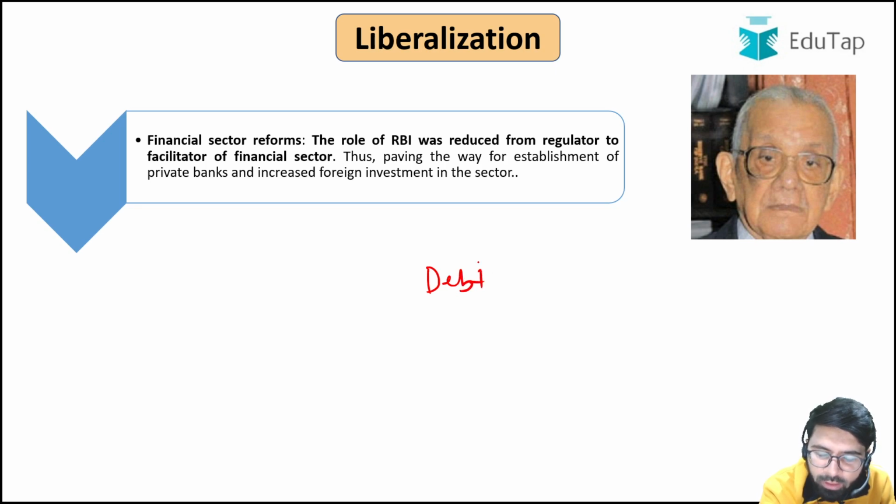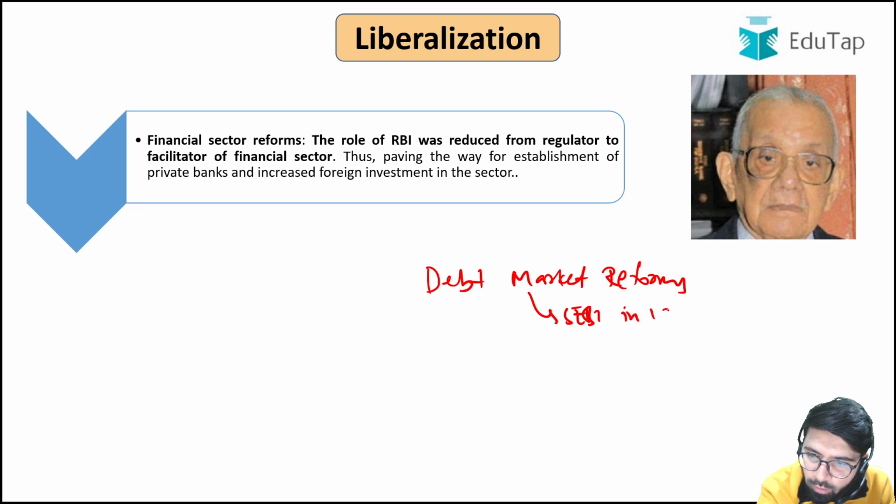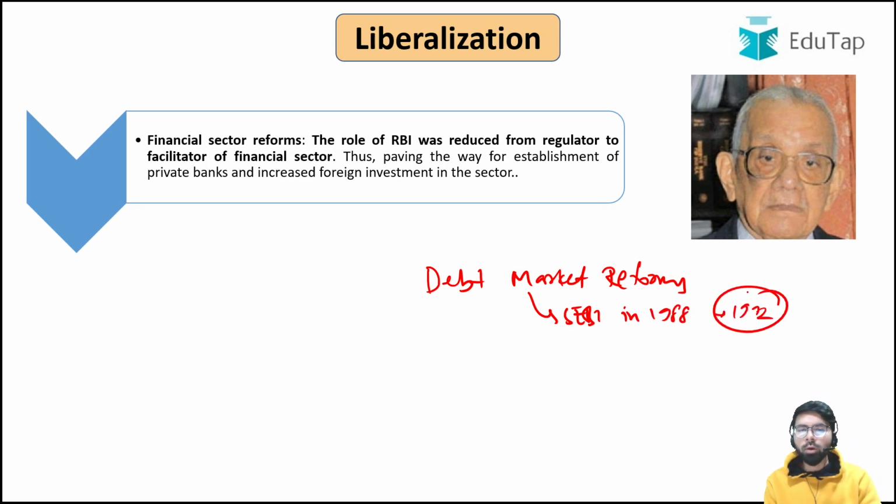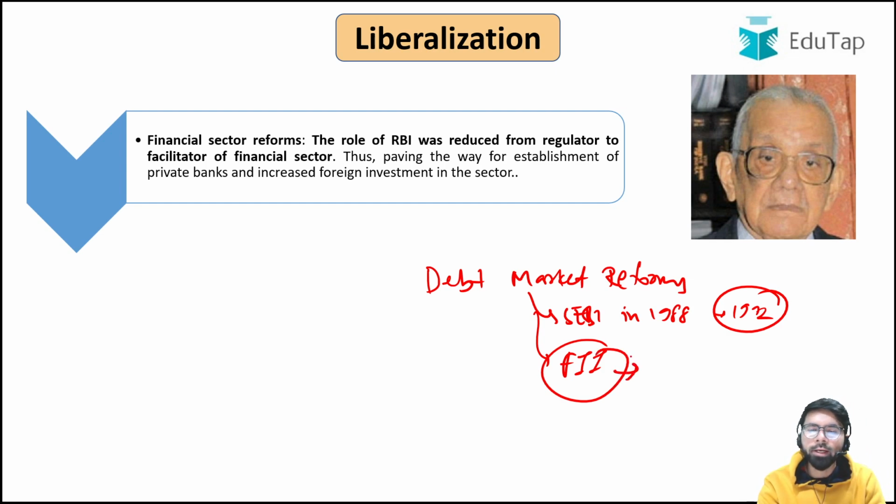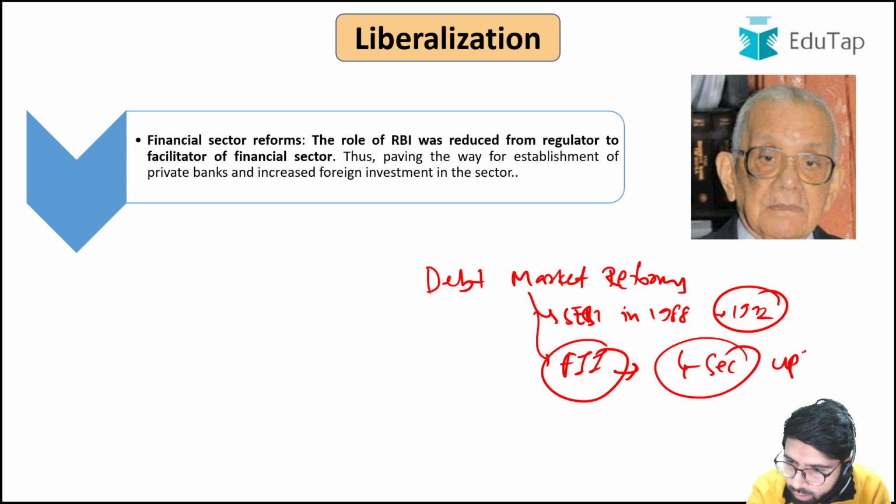The other measures with respect to the financial sector were debt market reforms, where SEBI was set up in 1988, and later on it was given statutory powers in 1992, and it is now acting as the regulator of the capital market. And apart from that, foreign institutional investors were allowed in the Indian markets. That is, they could invest in government securities up to a certain limit. These are the reforms introduced in 1991. In today's scenario, they have been changed to a larger extent.